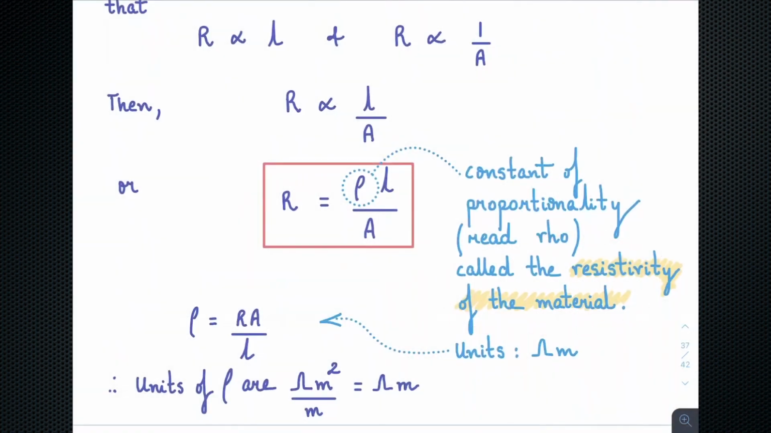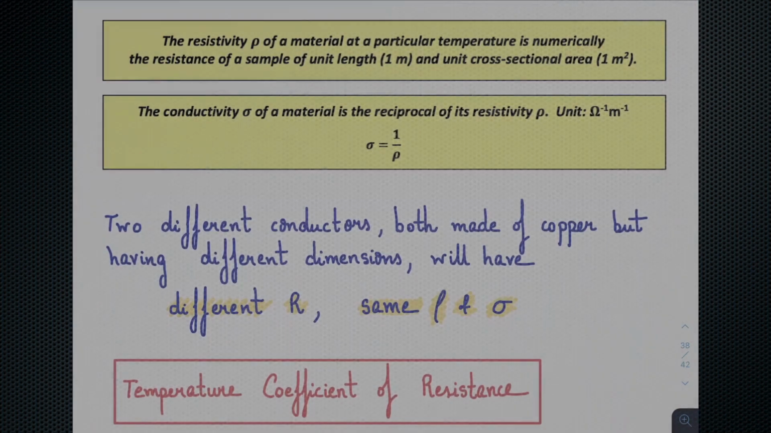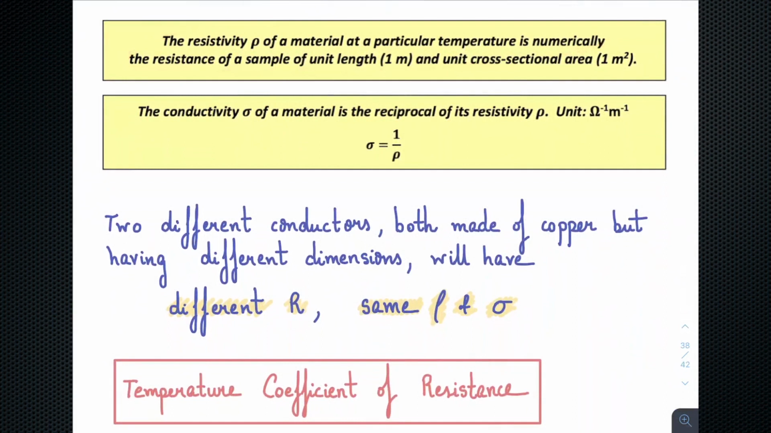The units of resistivity are ohm meters. So as I'm showing here, if we work out the units of ρ is RA on L, resistance in ohms, area in meters squared, divided by meters, and we are left with ohm meters. So those are the units of resistivity. So we define the resistivity ρ of a material at a particular temperature as the resistance of a sample of unit length, meaning 1 meter, and unit cross-sectional area, meaning 1 meter squared.